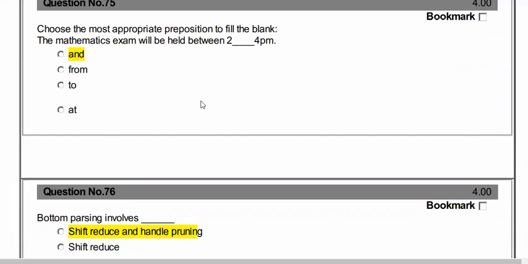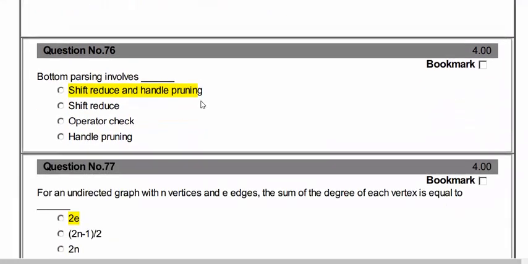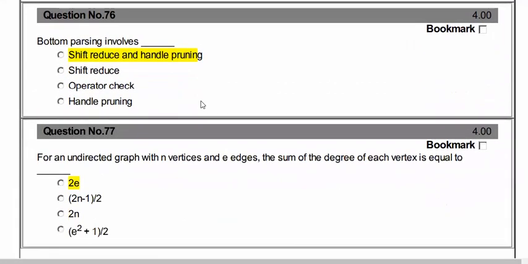Choose the most appropriate preposition to fill in the blank. The mathematics exam will be held between 2-4 p.m. Option A is right, and: the mathematics exam will be held between 2 and 4 p.m. Bottom-up parsing involves dash, shift reduce and handle pruning. Option A is right.